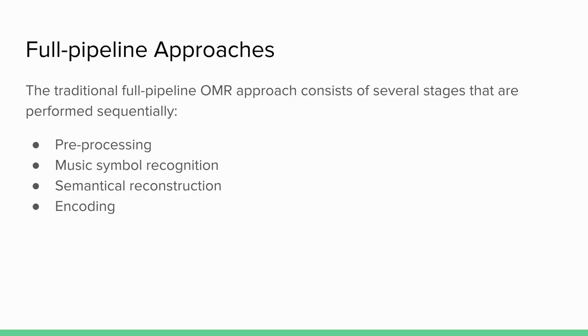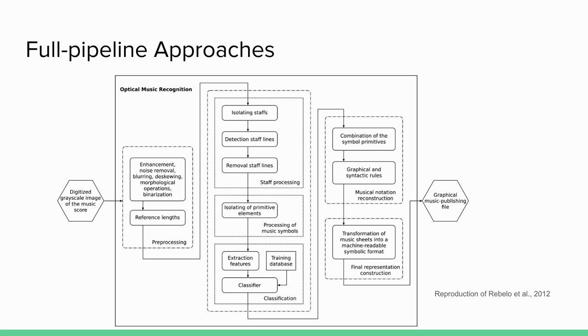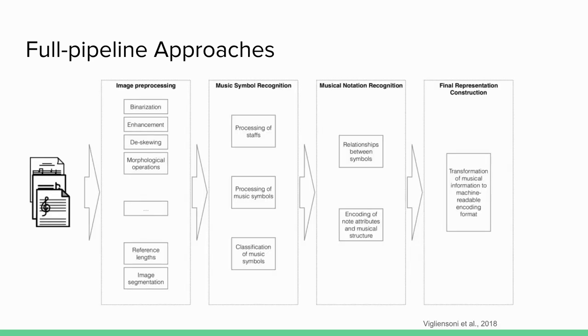First of all, the full pipeline approaches. Full pipeline approaches means the traditional workflow of OMR that we heard from Ichiro, but which was also mentioned by one of my colleagues, which basically consists of some stages that are performed sequentially on the input images, mostly pre-processing, music symbol recognition, notation assembly, and then coding. Okay, this is a reproduction of the organization that Anna Rivello displayed in her paper, in which we see that all of these stages comprise more steps, depending on our needs or on the complexity of the image we are dealing with. But basically, the four main stages are commonly shared by the researchers approaching the full pipeline.